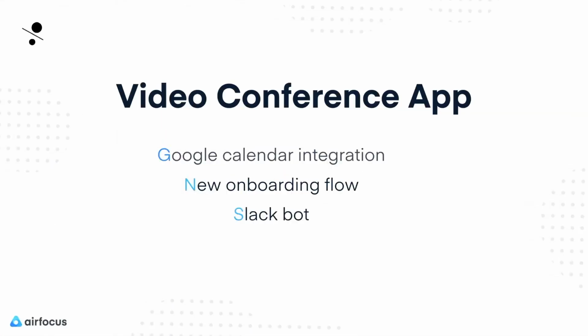Next, let's talk about how you can create a weighted scoring decision matrix. Start by listing out all of the decision choices in rows. Don't forget any relevant choices, since these rows will form the foundation of your decision matrix. For an example, let's use a video conference app. Our decision choices are creating a Google Calendar integration, a new onboarding flow, and a Slack bot.